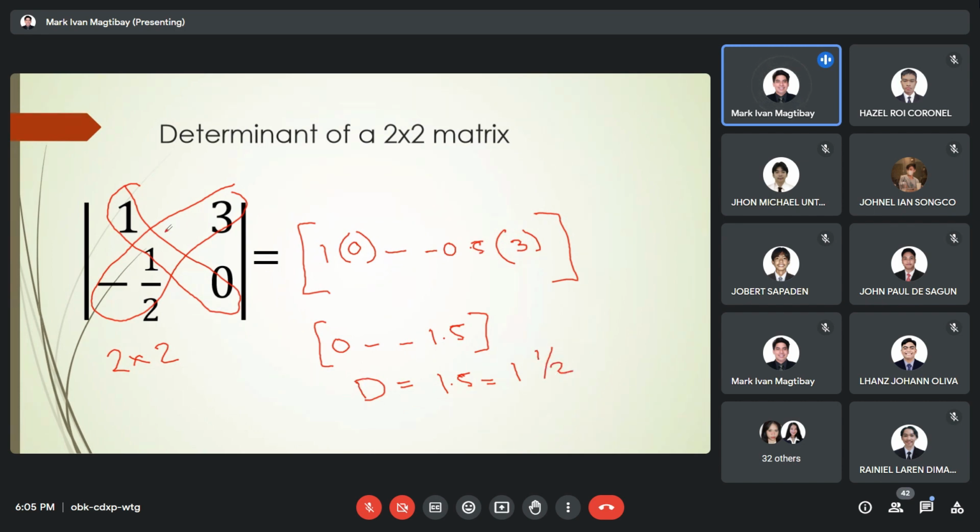Okay? Mumultiply lang po yung unang diagonal sa pangalawang diagonal. Mauuna po lagi yung pababa po. Okay? Hindi po yung paakyat. Ito muna pong mga pababa po natin na diagonal. Okay? Nakukuha po. Malinaw naman po yung 2 by 2 determinant natin.